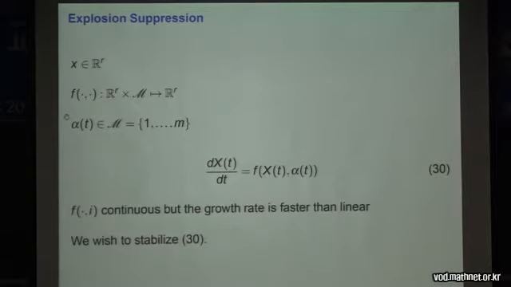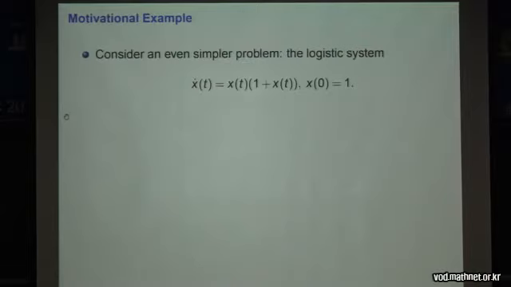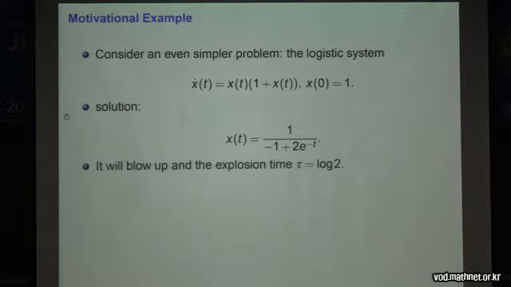Here, f can be a continuous function. Well, let's see why you ask the question like this. Let's look at the following example. This is a very simple, maybe sophomore calculus class or differential equation class. You solve it, you get the following solution. There's nothing wrong with it. It looks okay, except there is a time, tau, equal to log 2. At that time, the solution blows up, goes into infinity. So there is a finite explosion time, right? If you put the log 2 here, you see the denominator becomes 0.